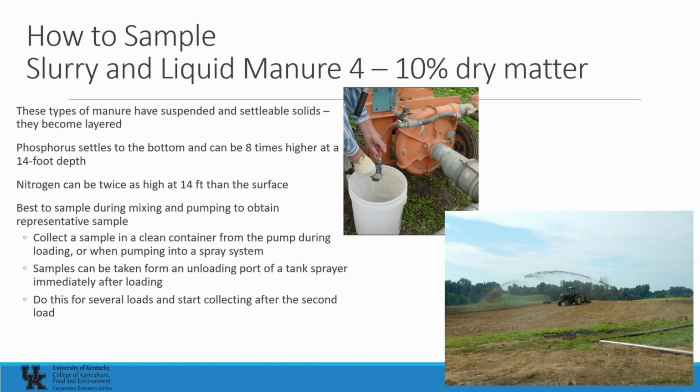So to get the best liquid manure sample, it's best to take it after it's been mixed for a couple hours and take it directly out of the pump, as we see in this picture here, to get the representative sample. There are other ways that we can also collect samples while we're actually pumping it. We can have a collection pan out in the field and just have a bucket and have it collected.